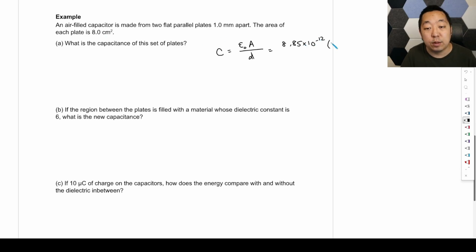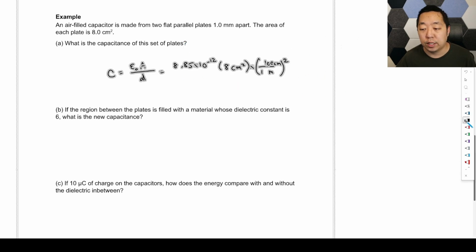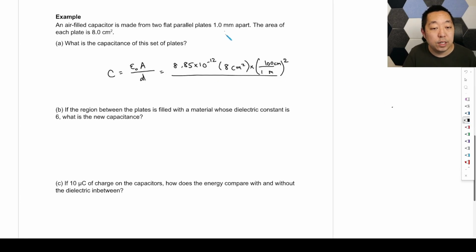The area is 8 square centimeters, but you have to convert that into meters. You think of it as 100 centimeters per meter, but you have to square it, because you have to convert centimeters squared. The distance is 1 millimeter, which is 1 times 10 to the negative 3. So let's do the 8.85e negative 12 times 8 times 100 squared.